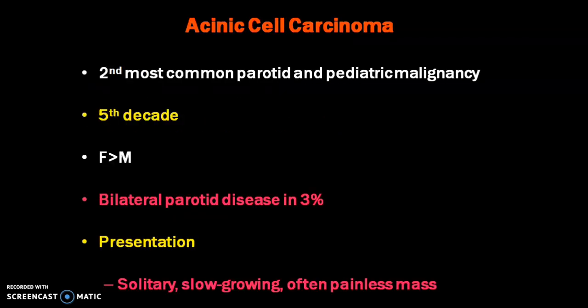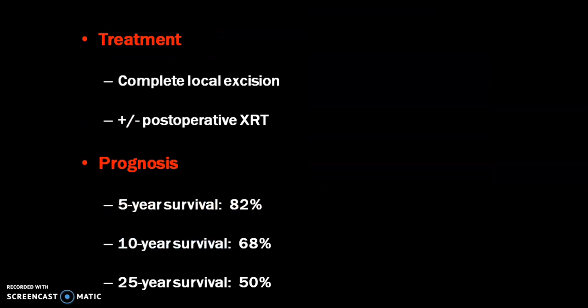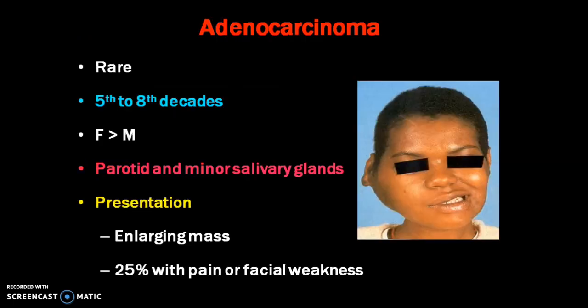Next is acinic cell carcinoma. This is the second most common parotid and pediatric malignancy, and is usually seen in the 5th decade. Females are more involved than males. Presentation is a solitary, slow growing, often painless mass, and on histology we will see basophilic granular cytoplasm and small dark eccentric nuclei. Treatment is complete local excision, and we can add radiotherapy. Prognosis is fairly good; 5-year survival rate is 82%.